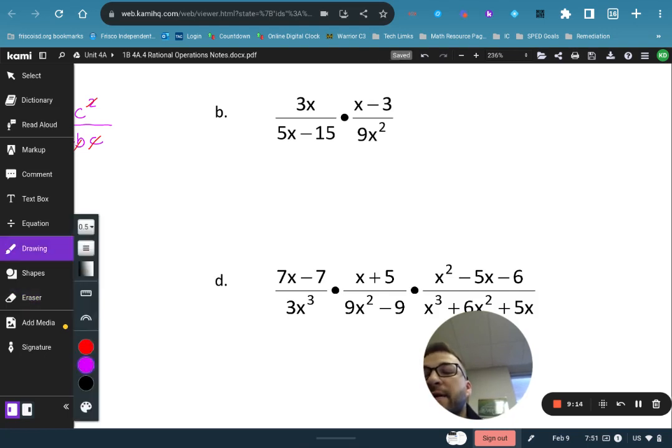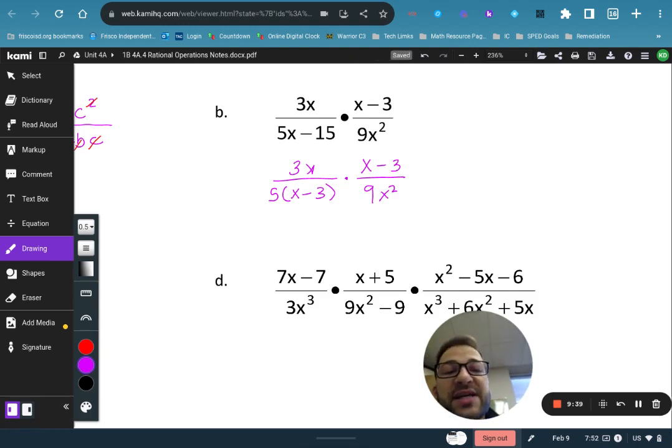So my new rational expression would be 3x over 5 times (x minus 3), times (x minus 3) over 9x squared. And as I've been doing, I'm going to multiply across the top and across the bottom.